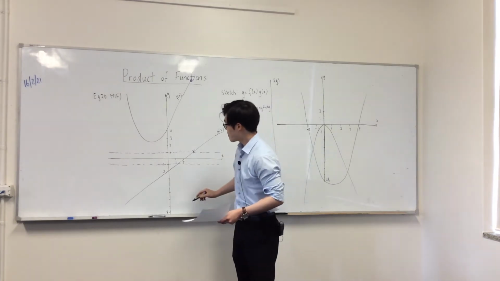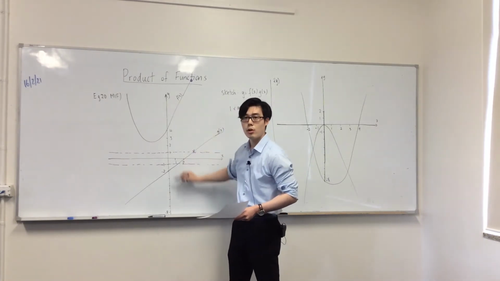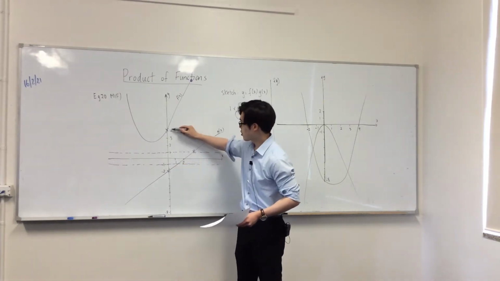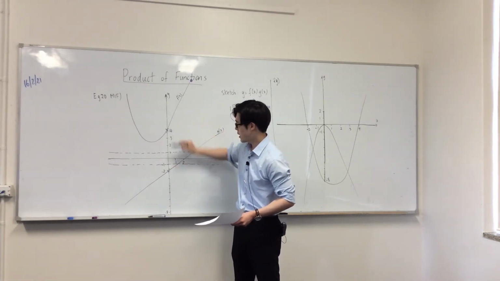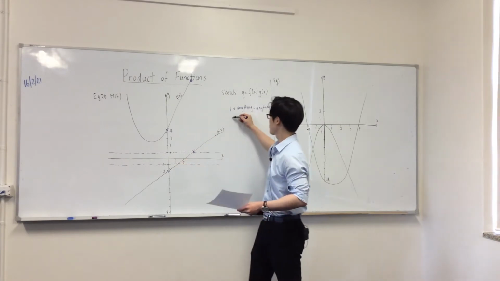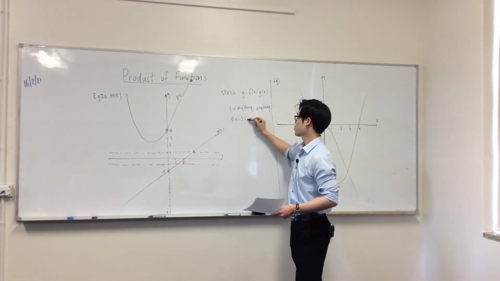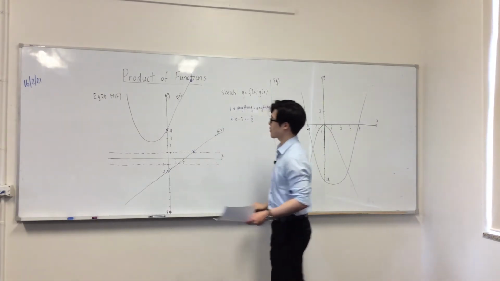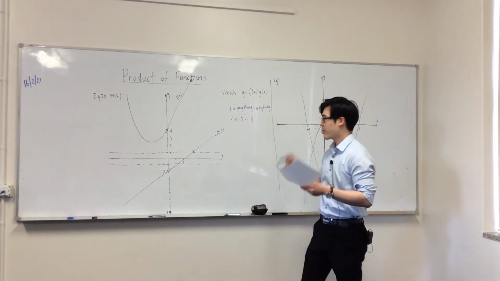Secondly, the numbers that I like to multiply are the actual numbers on the y-axis. So 4 times minus 2. So our next point when I multiply those two is at minus 8.